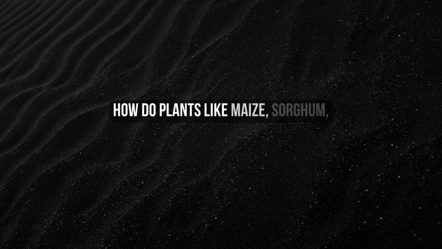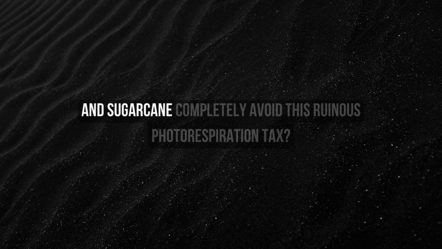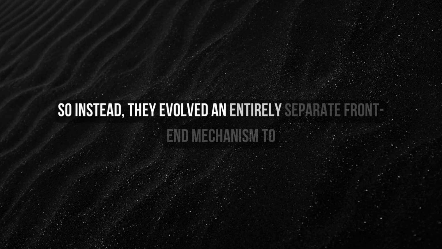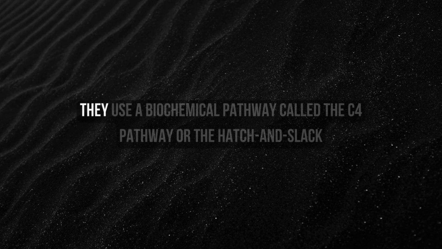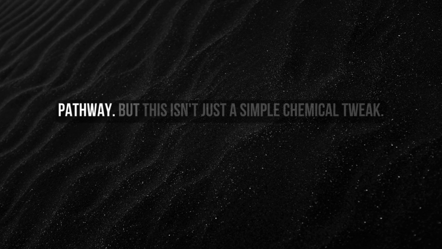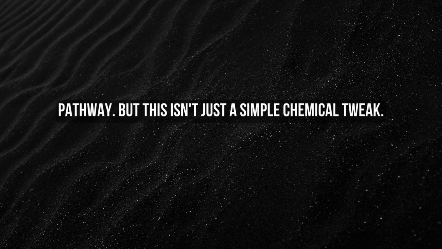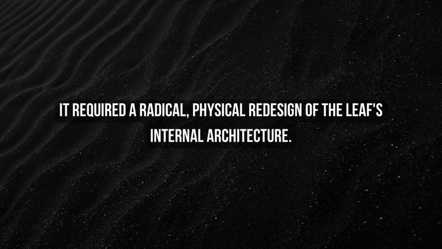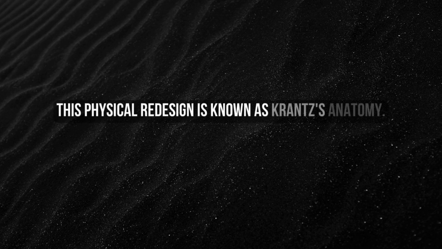How do plants like maize, sorghum, and sugarcane completely avoid this ruinous photorespiration tax? They realized they couldn't fix the RuBisCO enzyme itself. The flaw is too deeply baked into its structure. So instead, they evolved an entirely separate front-end mechanism to protect the RuBisCO from oxygen. They use a biochemical pathway called the C4 pathway, or the Hatch and Slack pathway. But this isn't just a simple chemical tweak. It required a radical physical redesign of the leaf's internal architecture. This physical redesign is known as Kranz anatomy.